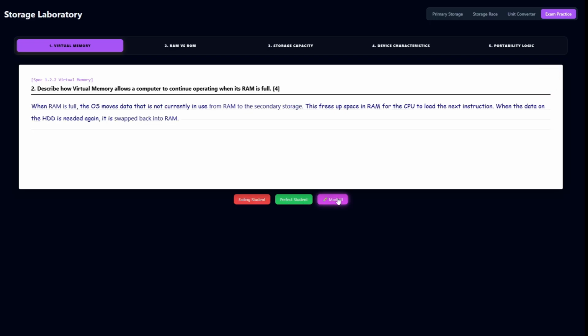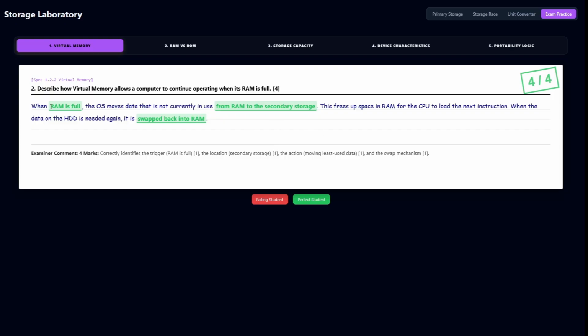Let's look at a full mark, 4 out of 4. When the RAM is full, you need to mention this. The OS, the operating system, moves data that is not currently in use from RAM to secondary storage. This frees up space in RAM for the computer to load the next instruction. When the data on the hard drive is needed again, it is swapped back into RAM. Correctly identifies the trigger: RAM is full. 1 mark for the location, secondary storage, and the action, moving least used data onto the hard drive as in virtual memory, and the swap mechanism, swapping it back when it is needed.